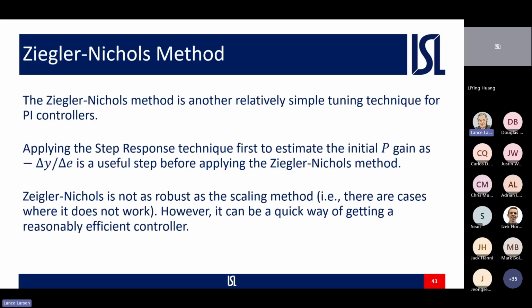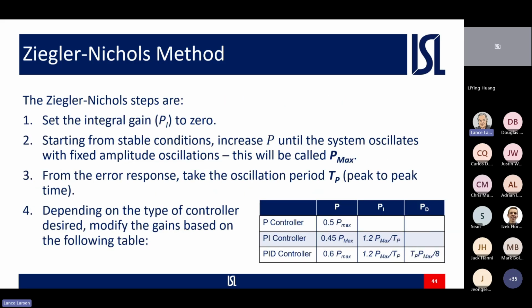So Ziegler-Nichols is another relatively simple tuning technique for PI controllers. Applying the step response technique first to estimate your initial gain P as negative y over delta E is a useful step, if you want to know where to start with Ziegler-Nichols. Ziegler-Nichols is not as robust as the scaling method, and there are cases where it doesn't work, but it can be a quick way of getting a reasonably efficient controller, so it's worth knowing.